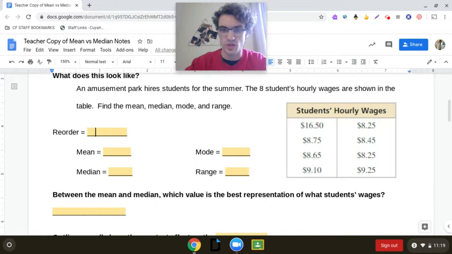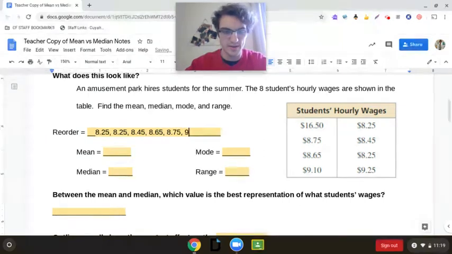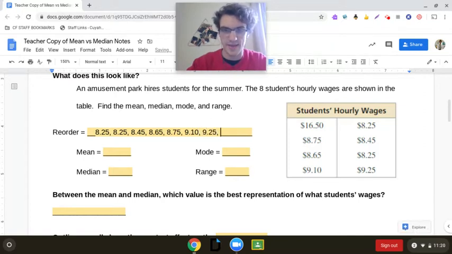We're going to start with our lowest value. So it looks like 8.25. 2 students are making 8.25. Then the next lowest looks like 8.45. Then 8.65. Then 8.75. If you're working ahead of me, that's fine. And we have 9.10, 9.25. And then that last student is making tons of money. 16.50 an hour. So you have 1, 2, 3, 4, 5, 6, 7, 8 students.